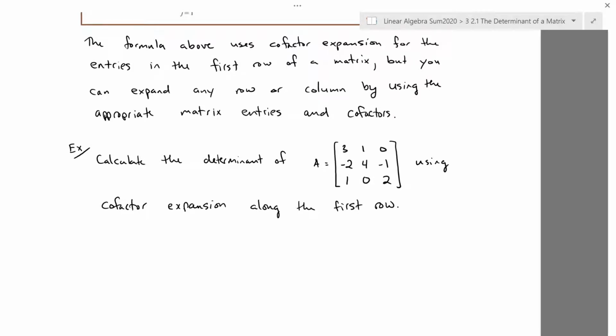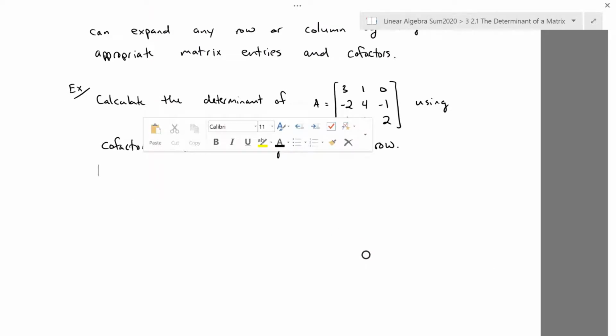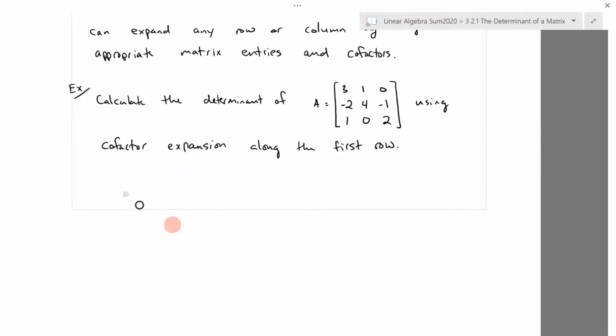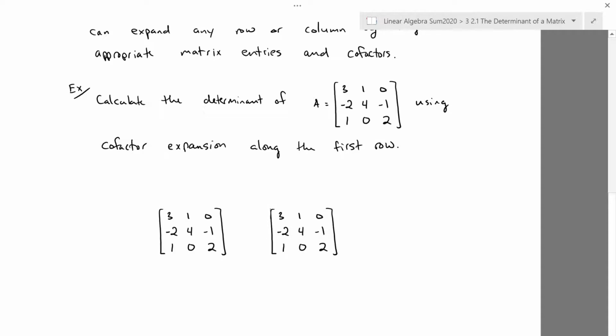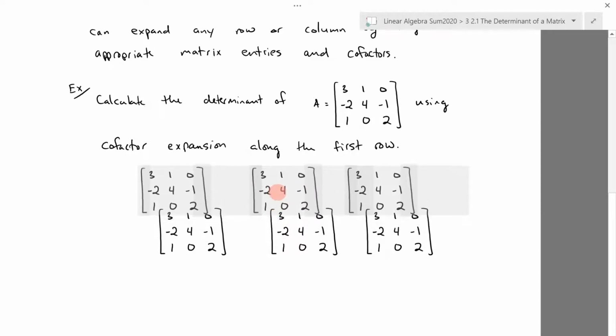So let's first visualize the cofactors. To save time, I'm just going to copy and paste this thing. Oh, that didn't work out. Let's try that again. Okay, so again, I need 3 cofactors. So I need to visualize 3 of them. Let's move this up a little bit to give me some space.